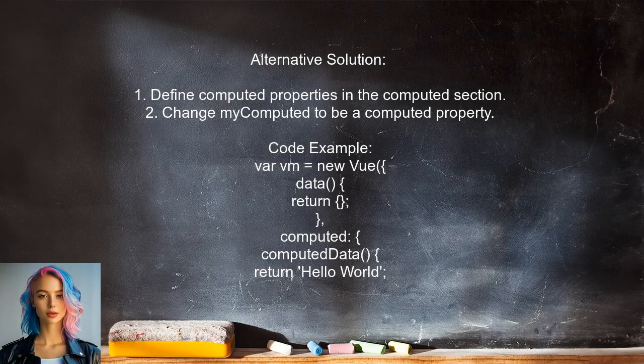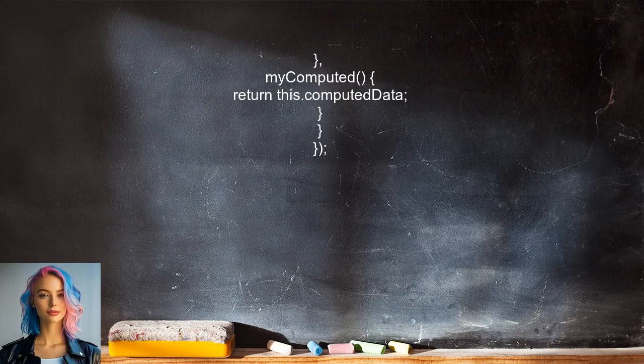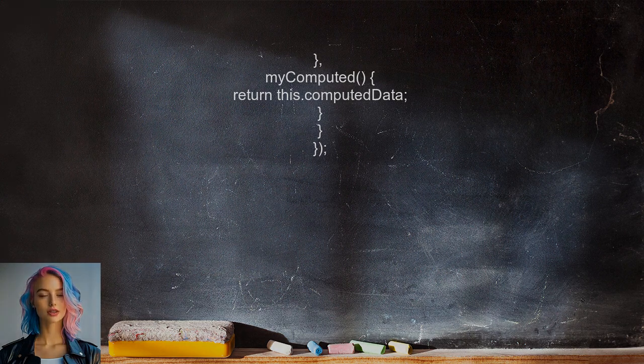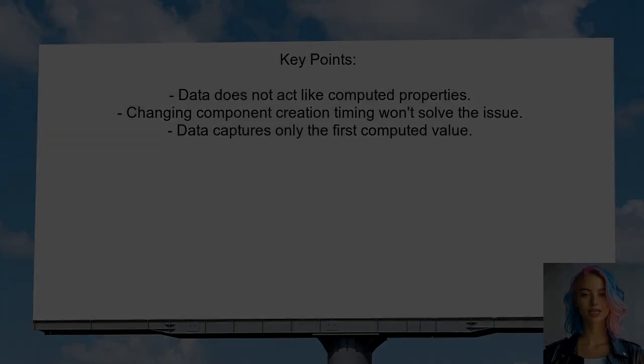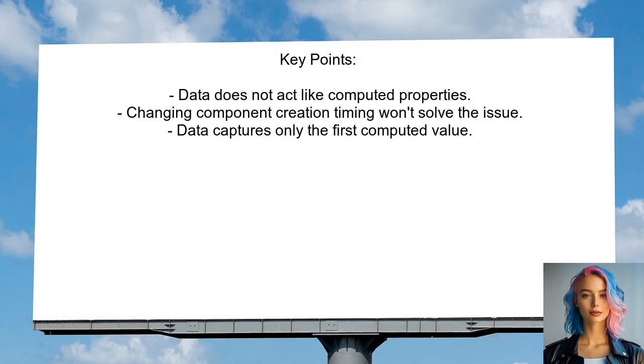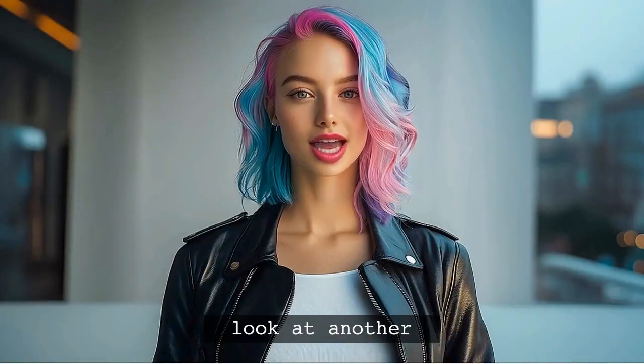This user suggests that computed properties should be defined within the computed section, not in data. They recommend modifying your code to place myComputed inside computed, allowing it to reactively reference computed data. They emphasize that data does not behave like computed properties. Even if you change the component creation timing, data will only capture the initial computed value and won't update afterward. Let's take a look at another answer from another user.